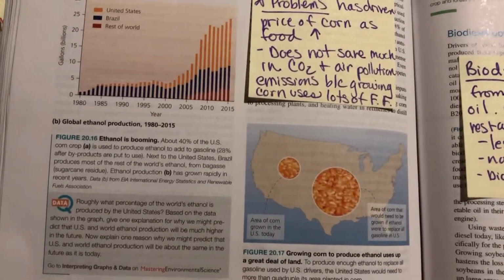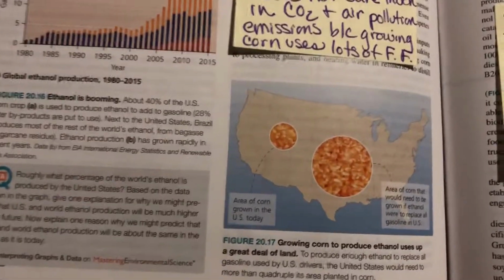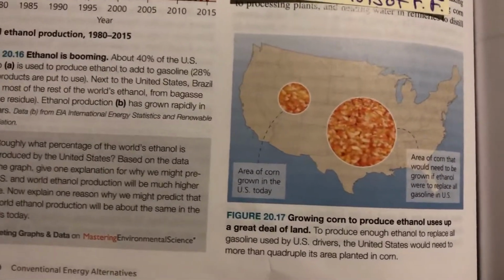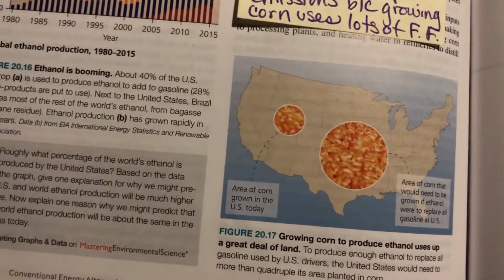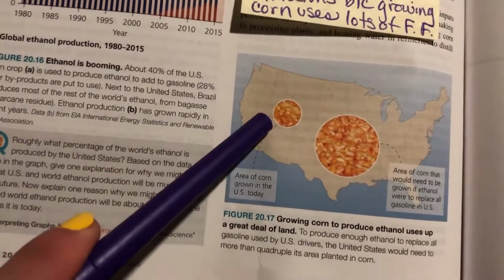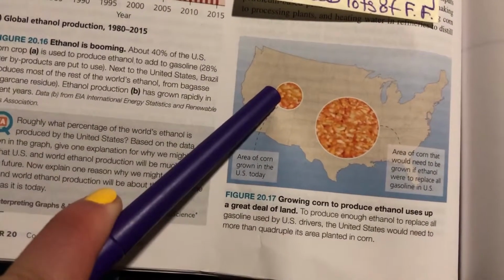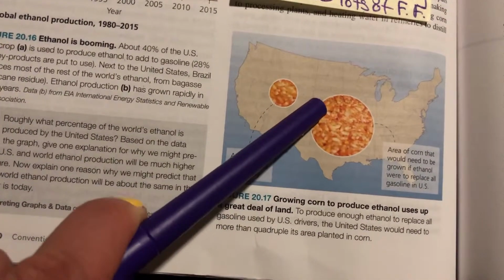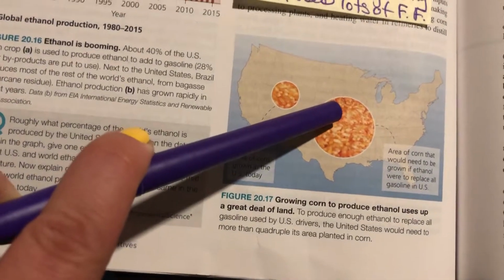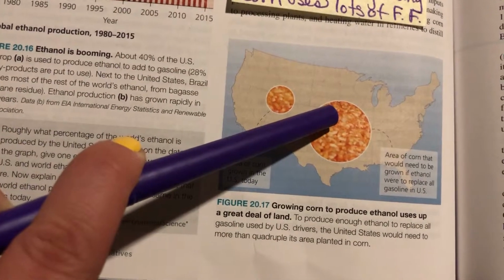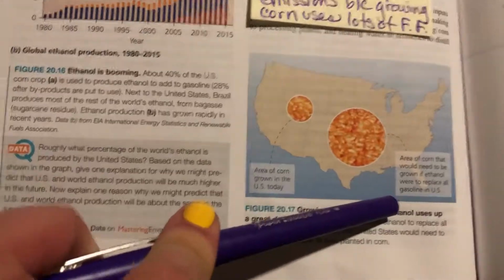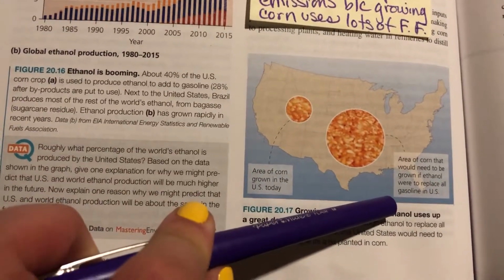The other issue is that we don't even grow enough corn in the United States to support everyone switching to ethanol. So right now, this is the amount of area that we currently use over the country to grow corn. And this is the amount of area we would have to grow corn to support all the ethanol use to replace gasoline by U.S. drivers. Obviously that's most likely not going to happen, so it's not a most logical change.